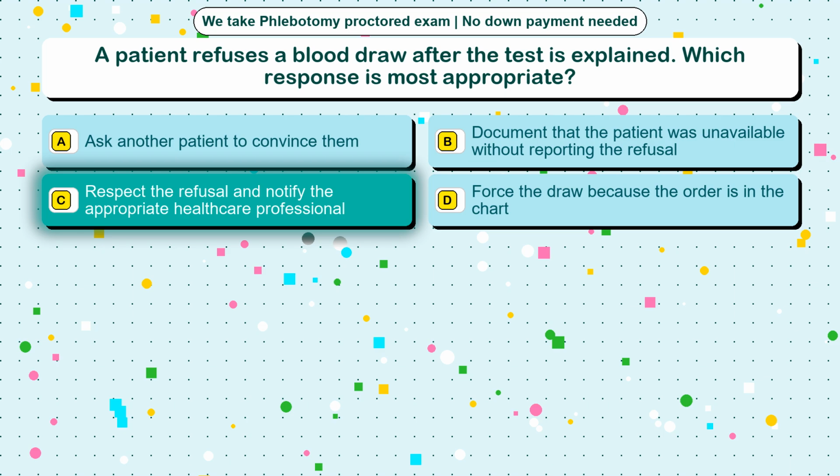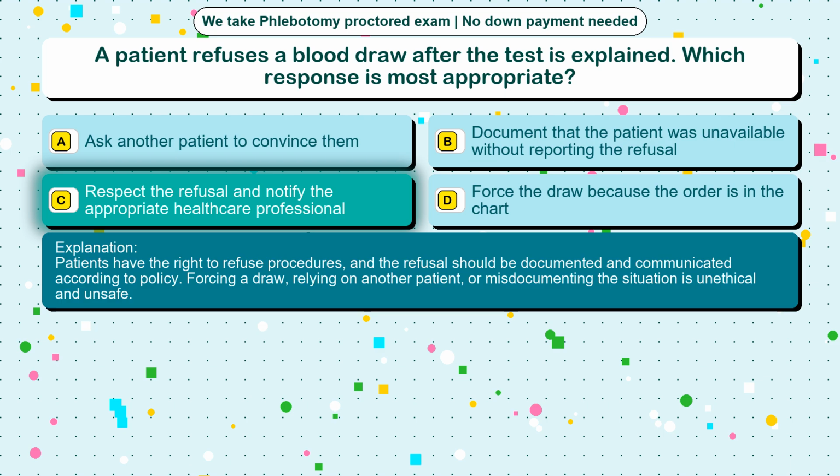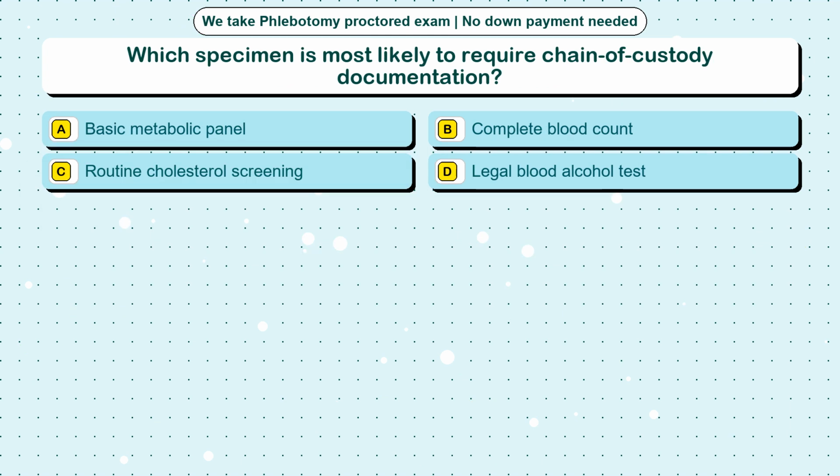Respect the refusal and notify the appropriate healthcare professional. Patients have the right to refuse procedures, and the refusal should be documented and communicated according to policy. Forcing a draw, relying on another patient, or misdocumenting the situation is unethical and unsafe. Question 70. Which specimen is most likely to require chain of custody documentation? Option A. Basic metabolic panel.